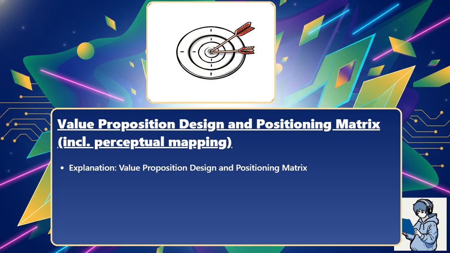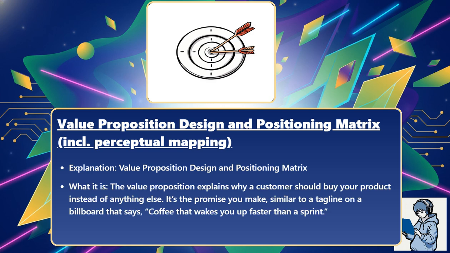Explanation: value proposition, design, and positioning matrix. What it is: the value proposition explains why a customer should buy your product instead of anything else. It is the promise you make, similar to a tagline on a billboard that says coffee that wakes you up faster than a sprint. Steps: 1.